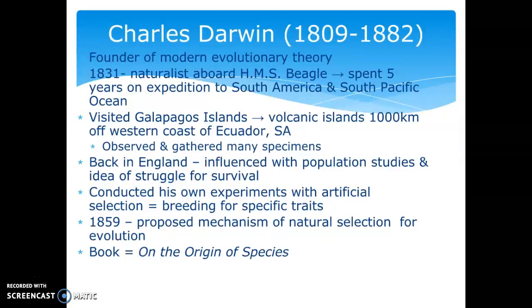Back in England, he struggled to write this because he was influenced with population studies, survival of the fittest, and then he conducted his own experiments with artificial selection. And we do that a lot nowadays. Any sort of GMOs, any sort of dog breeds, we do that. If you want a pure line, we artificially select traits and breed for those specific traits. In 1859 is when he published his book on the origin of species. That's important for you to know.